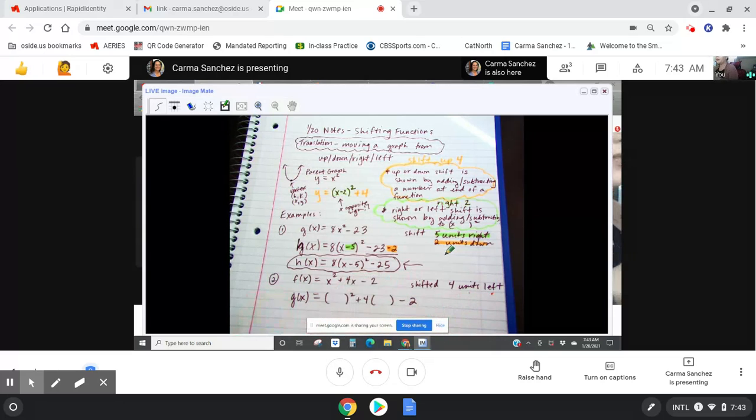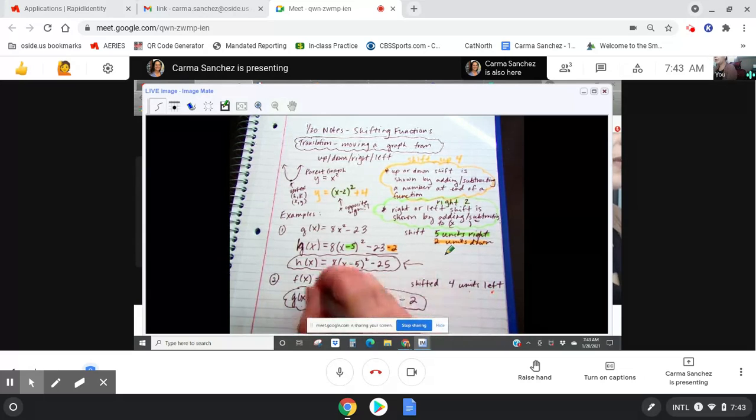So inside the parentheses becomes x plus 4. So originally in the function there was an x there. Now we want to shift 4 units left, so we write x plus 4 in the parentheses everywhere that there was an x. And this is our final answer, g of x. It's not going to be simplified anymore on Apex. It's just going to be done like that.